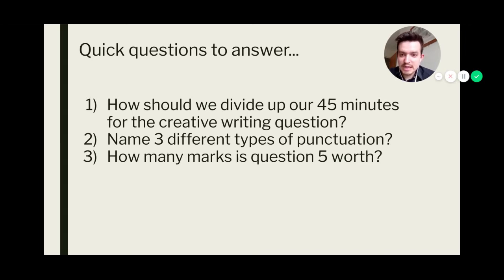So, as we've said, dividing up the time, 10 minutes planning, 30 minutes writing, 5 minutes checking. 3 different types of punctuation you could use: full stop, comma, bracket, semicolon, ellipses, rules of dialogue as well. How many marks is it worth? 40 marks. Check that you got it right. Tick that if you did, and well done for that.